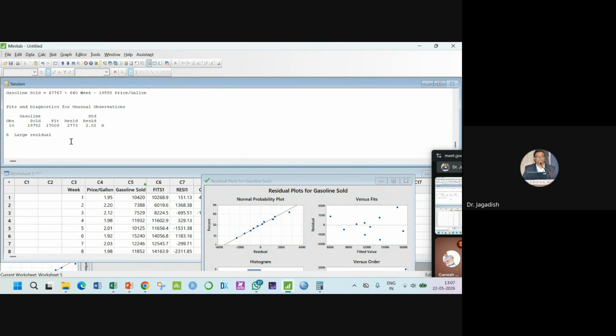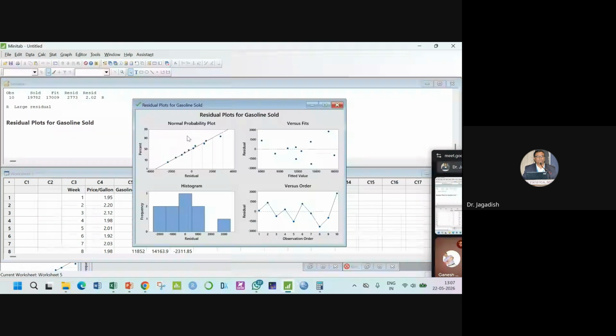Then fits and diagnostics, observe 10 observations, gasoline sold and all, we can find. If you see the residual plot, it also shows the same condition, that all the data points are closer to the straight line, closer to the straight line.